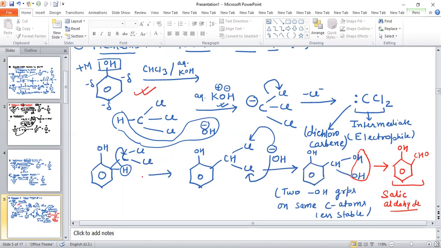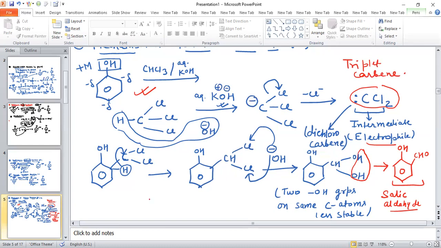This is basically the mechanism of this reaction. You have to remember the intermediate. So the intermediate is electrophile dichlorocarbene, and also this is basically the triplet carbon.